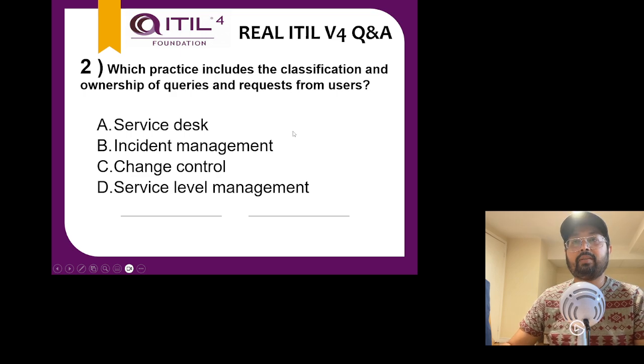Next question. Question number 2. Which practice includes the classification and ownership of queries and requests from users? Service desk, incident management, change control, service level management. It's a very simple question.